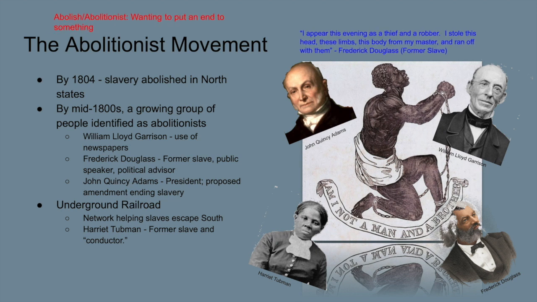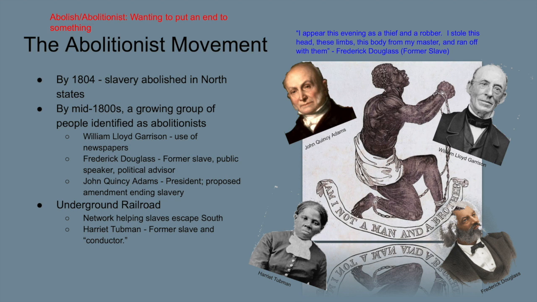But we also had another movement in the country called the abolitionist movement. And in this abolitionist movement, as we see in red at the top, they wanted to put an end to something. And in this case, they wanted to put an end to slavery. As I already mentioned, by 1804, slavery was abolished in the northern states, those states above the Ohio River. But southern states still practiced this institution. Well, by the mid-1800s, this abolitionist movement had a very large following, and they pushed for the government to abolish and end slavery in the country.